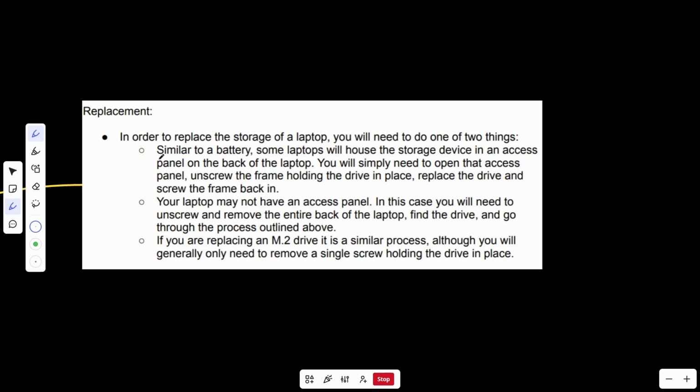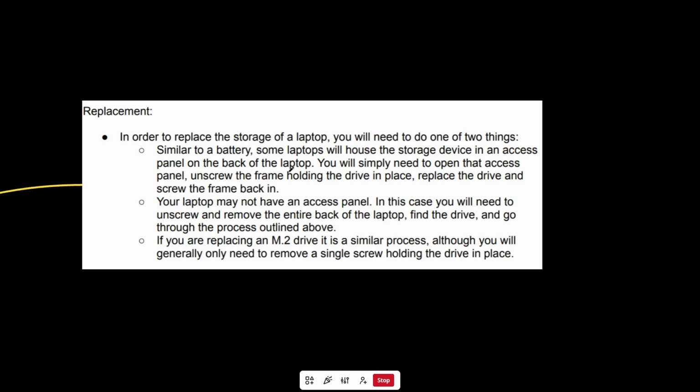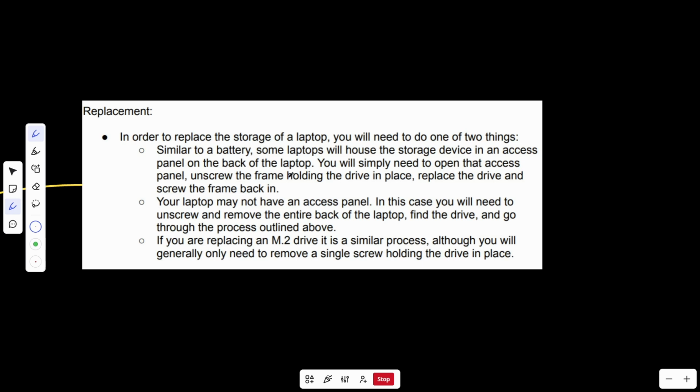Either, just like a battery, some laptops will house the storage device in an access panel on the back of the laptop. So you'll have to unscrew it, go in, unscrew the plates, put the drive back in, and then screw it back into place. Oh, sorry, no, this one's talking about a modular method of access. So just like you might have a modular battery, you might have a laptop which has a specific component for the storage where you can easily just open the latch, take it out, put it back in, close the latch.